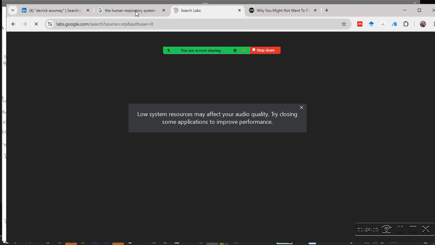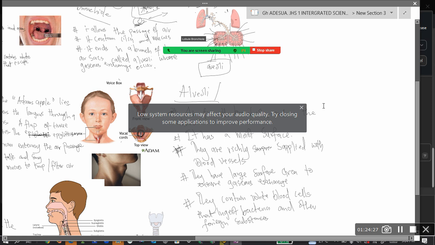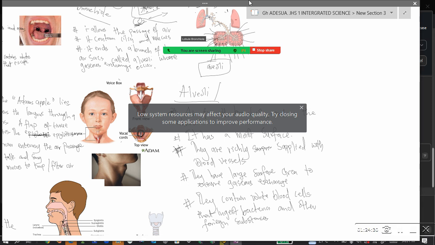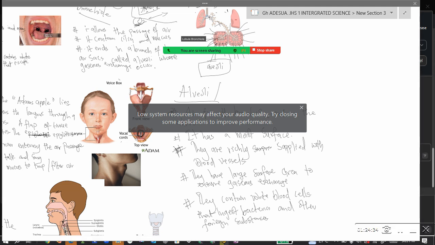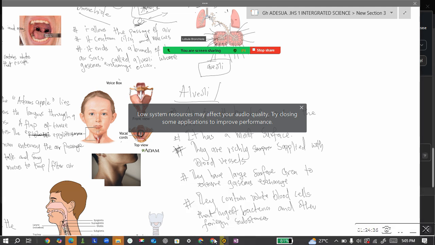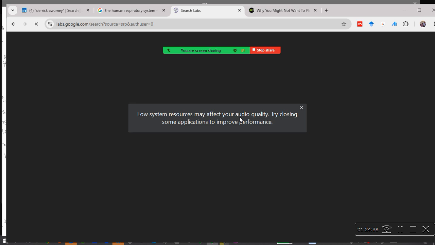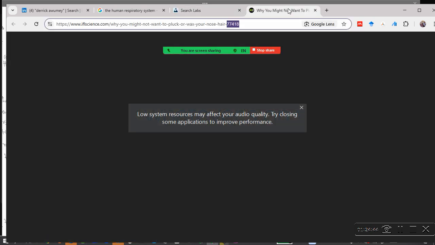So please, you wrote for the last point of the alveoli, they contain white blood cells that ingest. Ingest is like ingestion, like eating up something. Thank you very much. You're welcome.